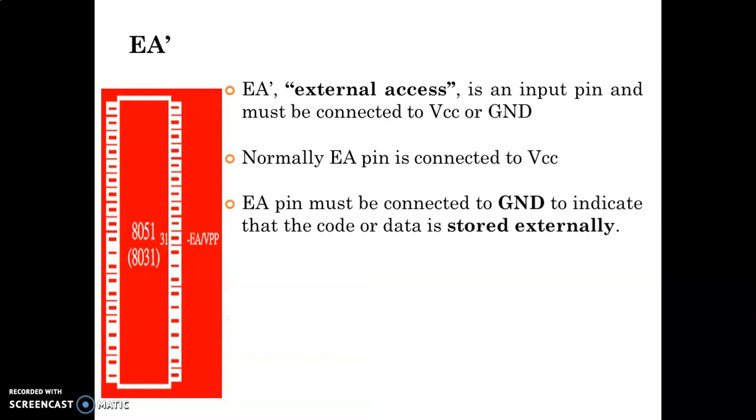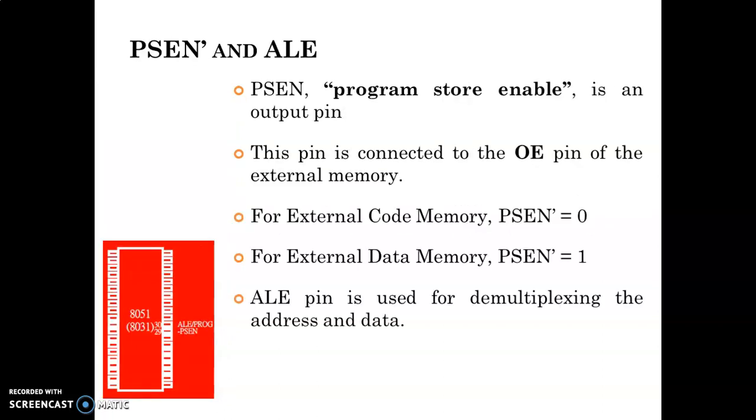EA, external access, is an input pin and must be connected to VCC or ground. Normally the EA pin is connected to VCC. The EA pin must be connected to ground to indicate that the code or data is stored externally. Whether code or data is stored externally is determined by the EA pin. PSEN and ALE.